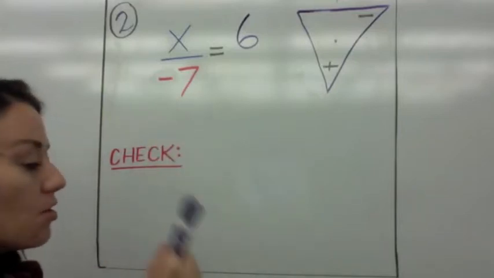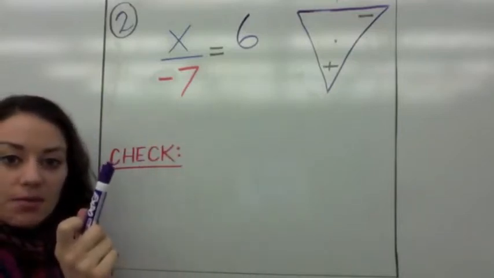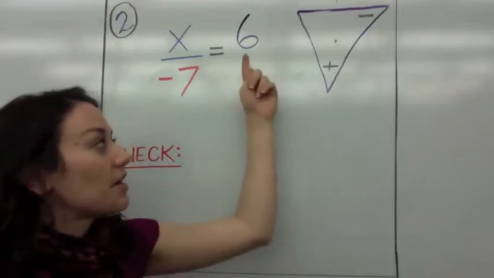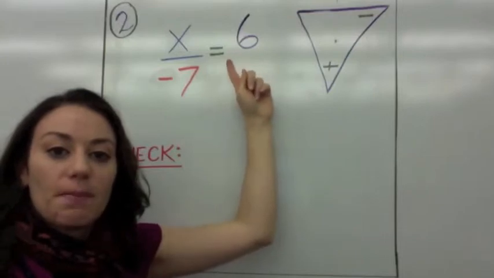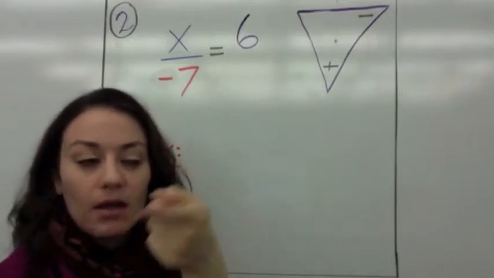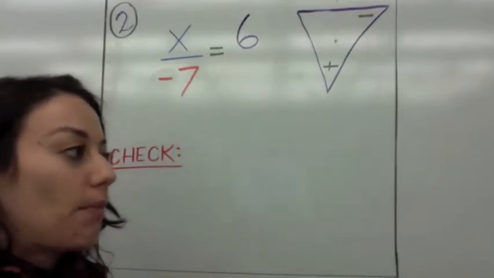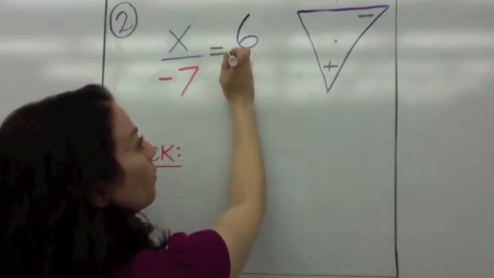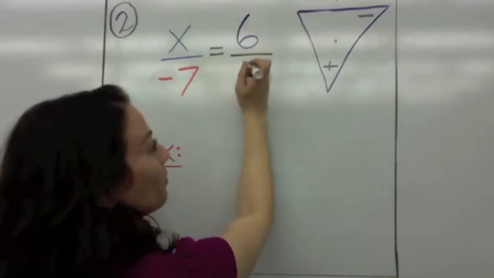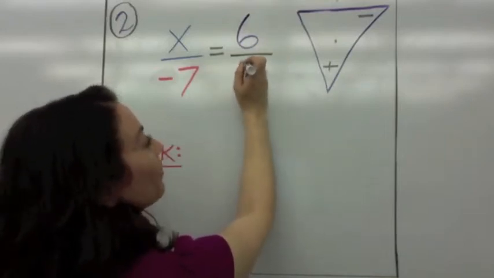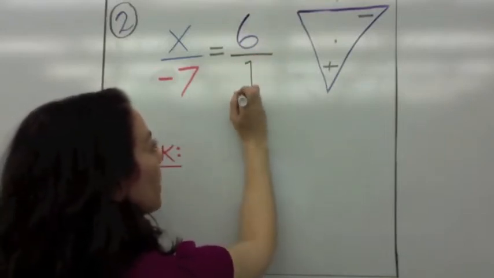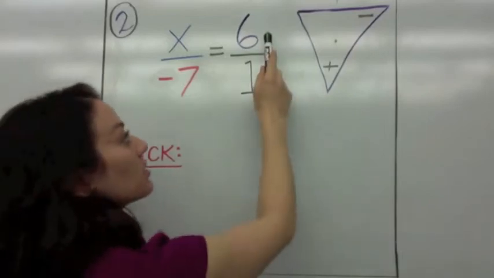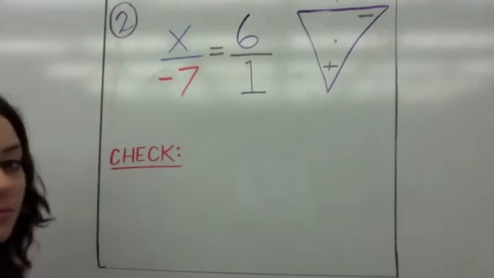First step: before you can cross multiply, what do you have to do to that 6? That's a whole number. You have to make it a fraction. And how do you do that? By putting it over the number 1. That's right. So 1 is now under it. Now it's a fraction. It says 6 divided by 1.